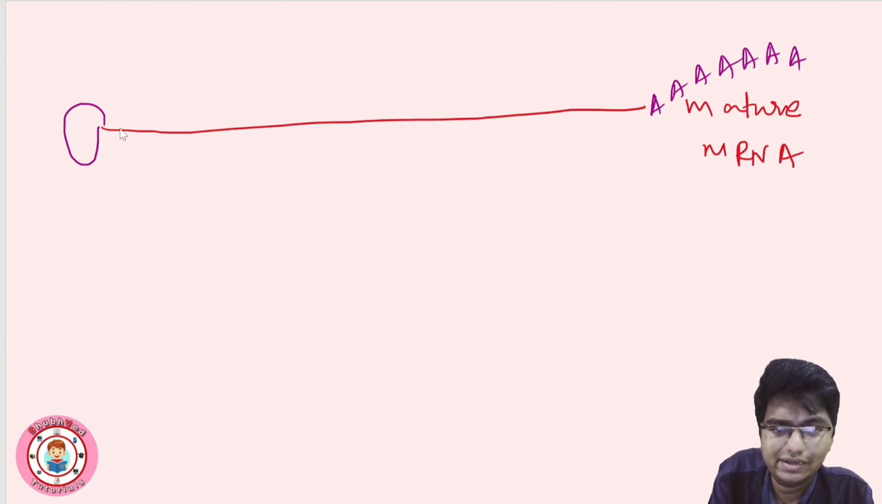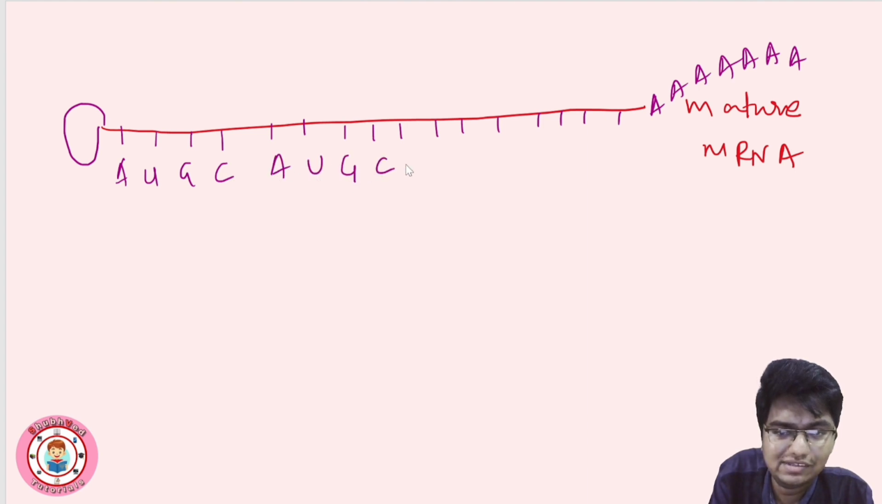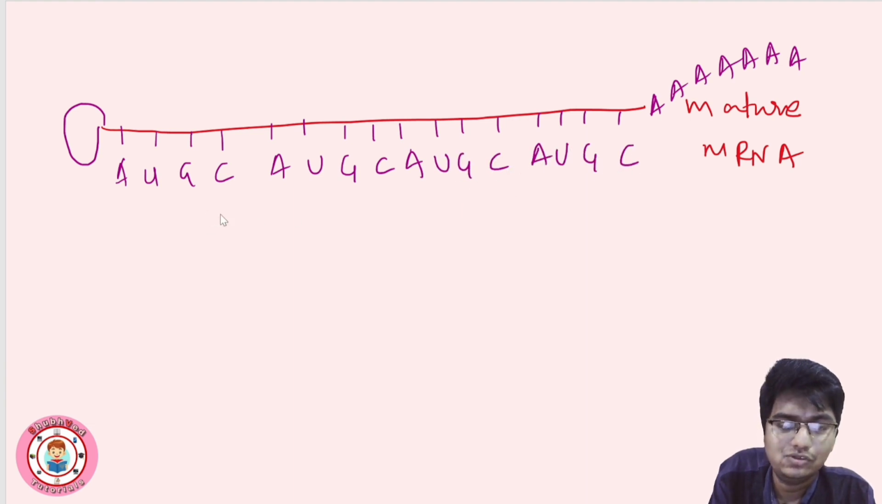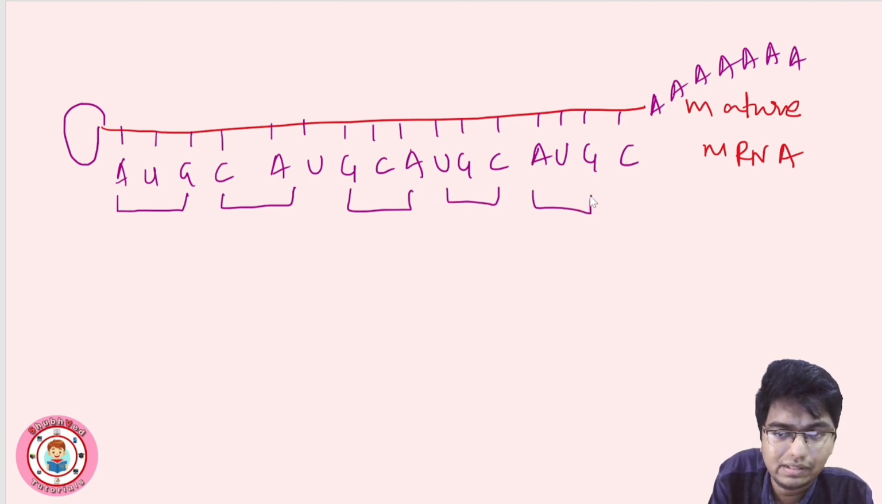Now there is a sequence on the mRNA. These pink lines are the sequence. Suppose I write A, U, G, C, A, U, G, C. Again, A, U, G, C, A, U, G, C. So this is a sequence. Now these groups of three, 3, 3, 3, are known as codons. This triplet sequence is known as a codon.